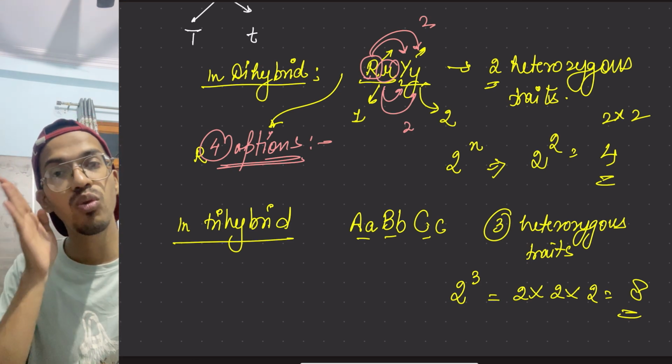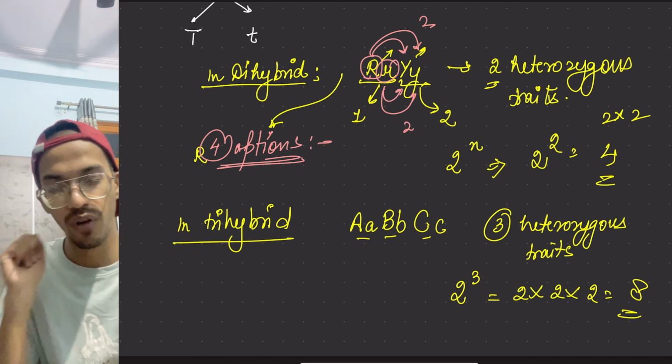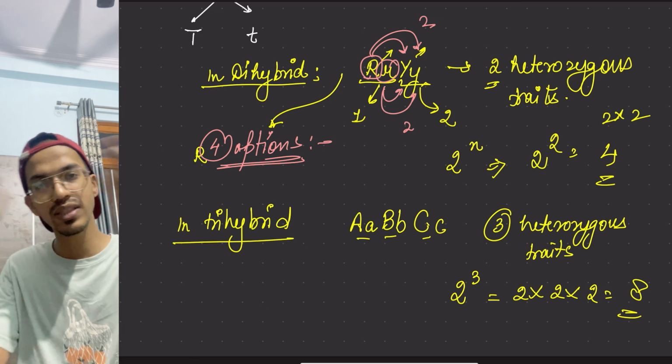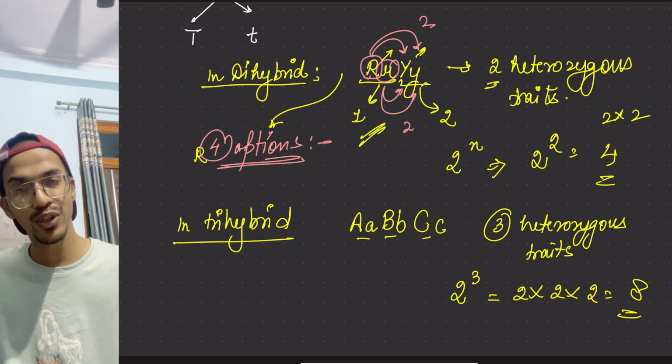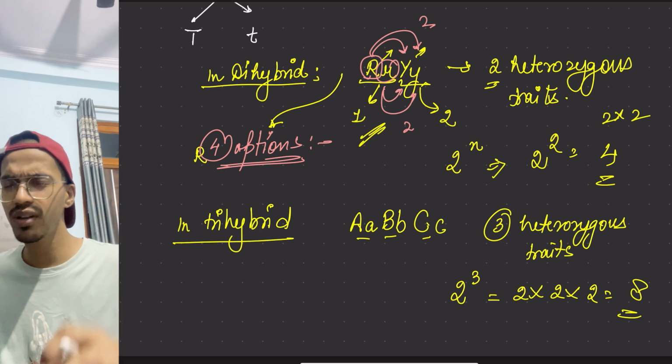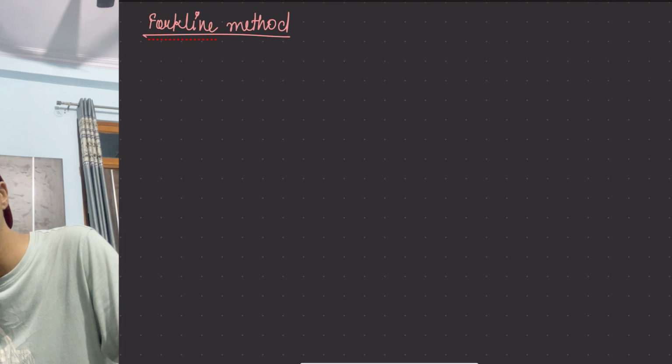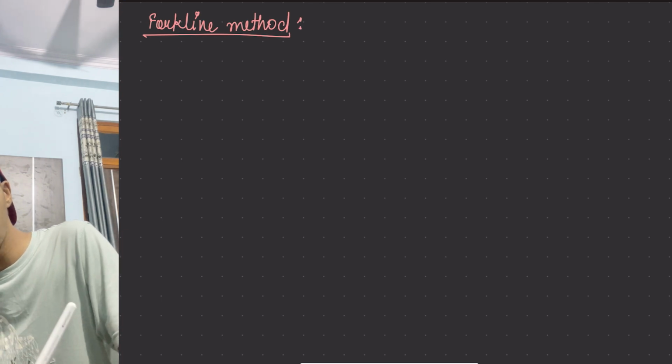To find out how many different genotypes of it there are, because here we can find the genotype, because sir has already told it in the last class. Okay, let's go further into how to find it, and then we will wind up with this video. For this we will be using the Forklin method.